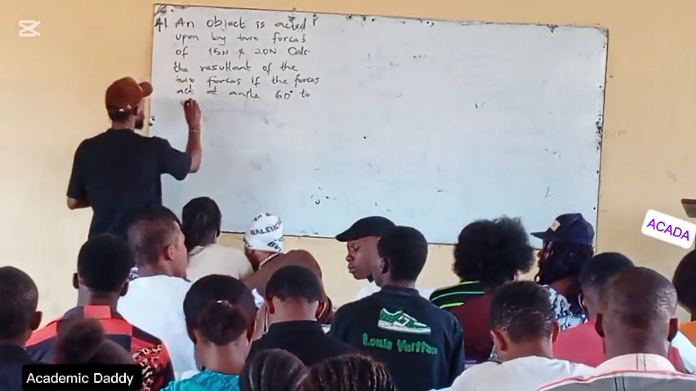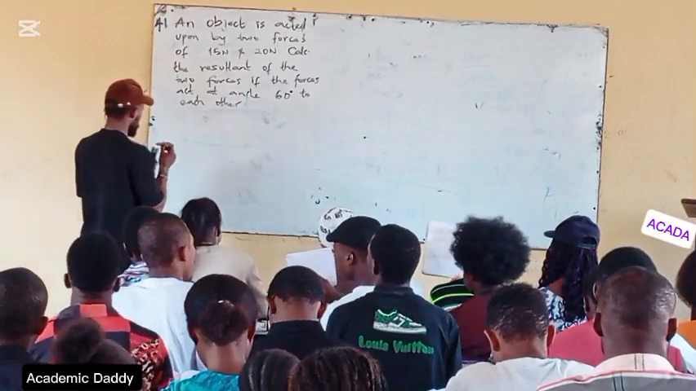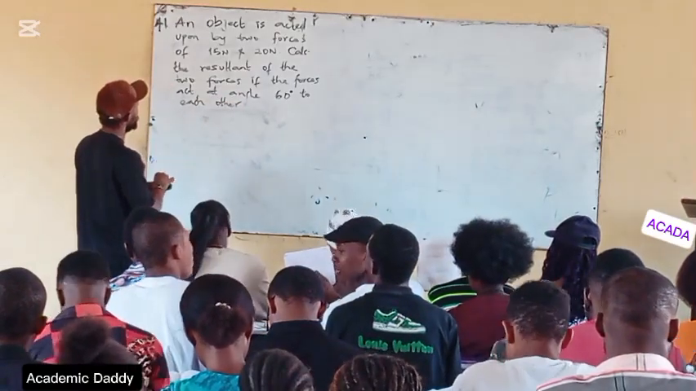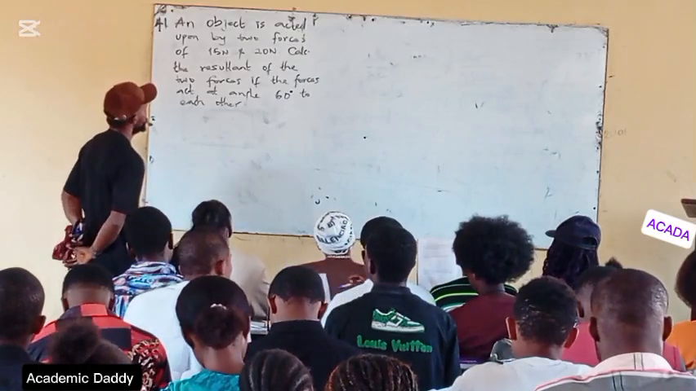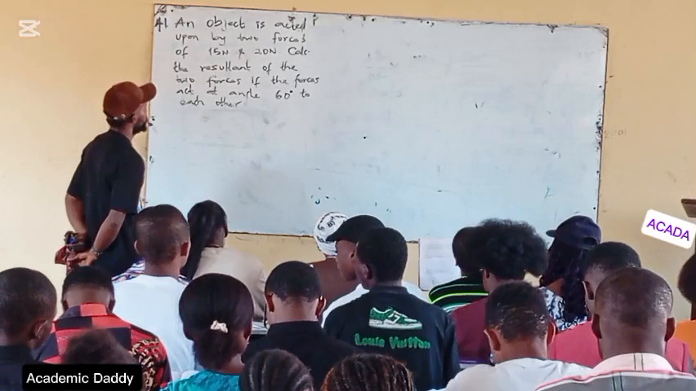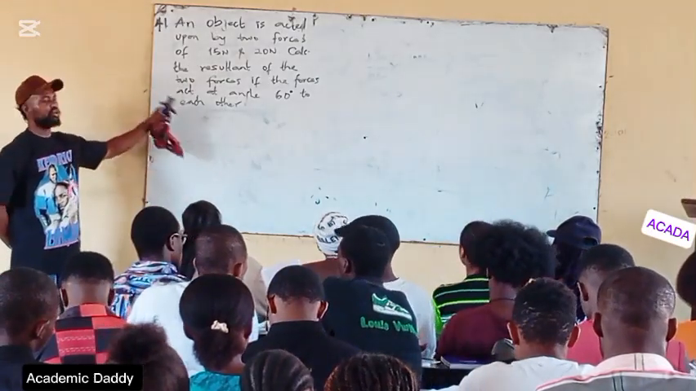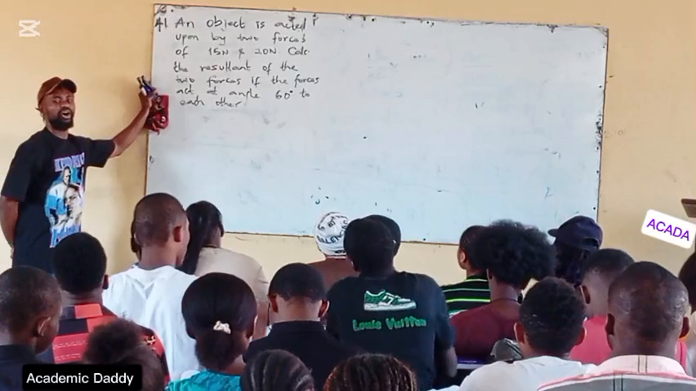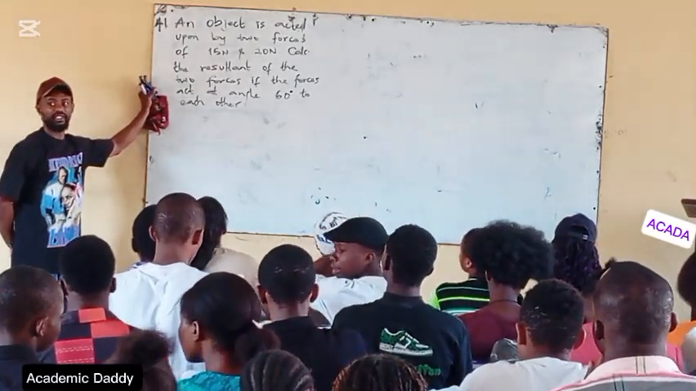So please look at this. Read it again. An object is acted upon by forces of 15 Newton and 20 Newton. Calculate the resultant of the two forces if the forces act at 60 degrees to each other. See, what I'm going to be checking there is the angle. Is it an acute angle or obtuse angle? Acute angle, so it's less than 90.